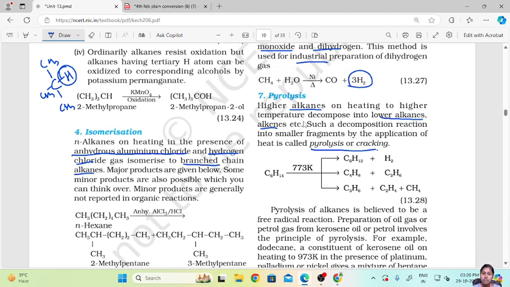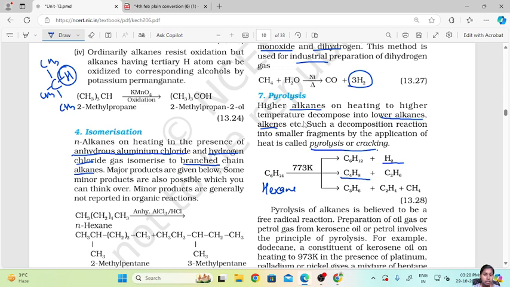For example, C6H14, this is hexane. Now this hexane, you can break into many components. Either you can get a hexene and H2 gas will be released, or when you heat it you can get C4H8. What is C4H8? This is a butene, or C2H6, this is ethane.